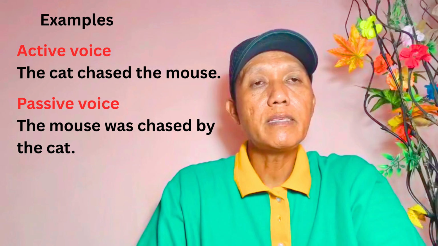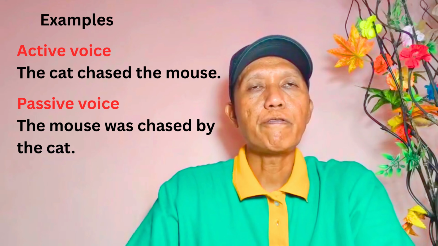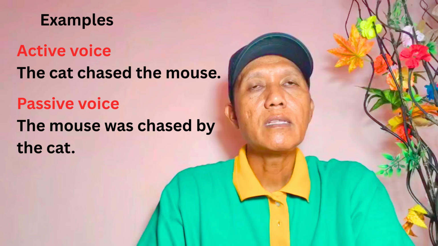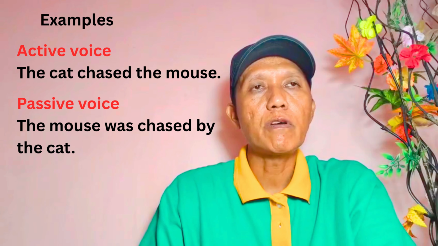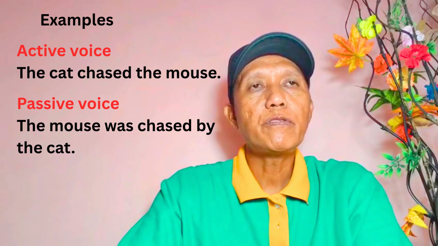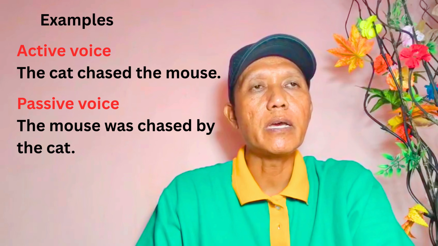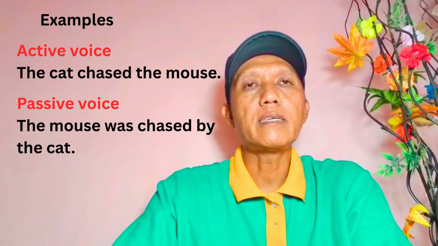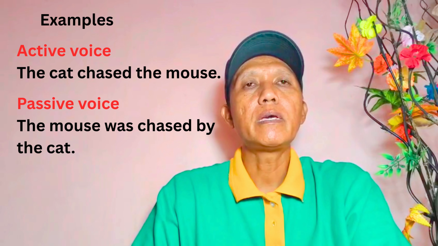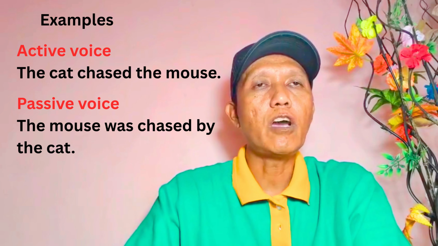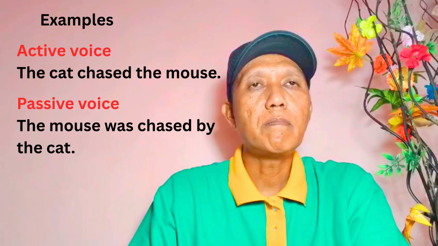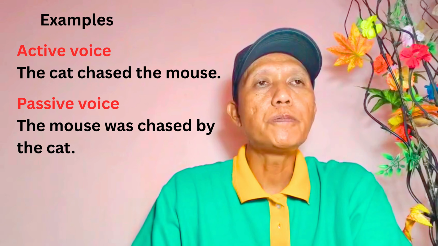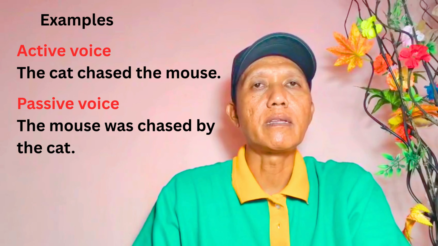Let's look at some examples. Active: the cat chased the mouse. To change the active into passive, first we have to identify the subject, the verb, and the object. The subject is the cat, the verb is chased, and the object is the mouse. Number 2, we move the object to the subject position.